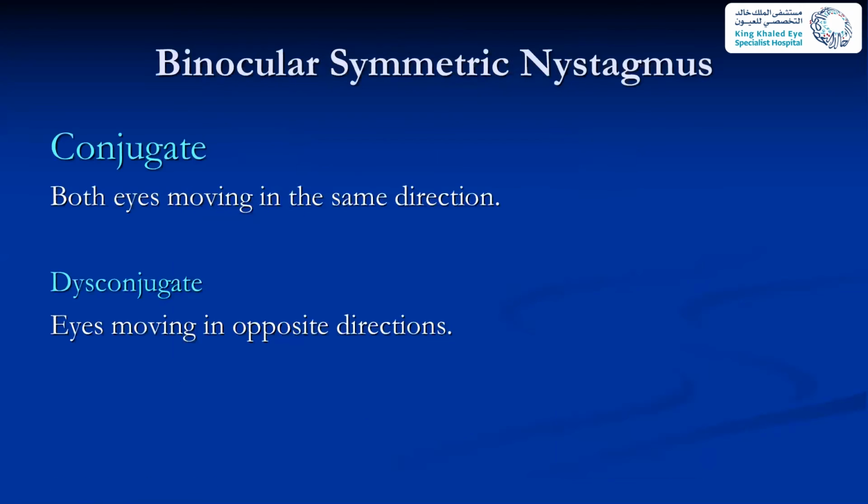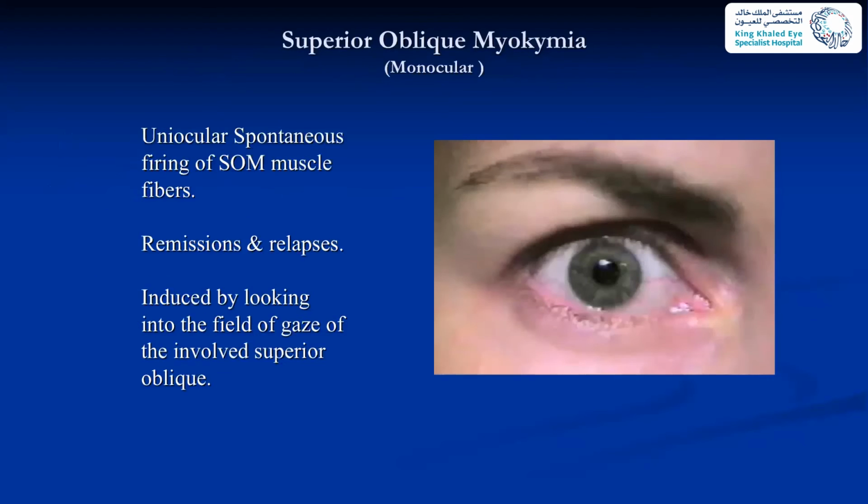Let us see some samples now of binocular symmetrical nystagmus. Conjugated nystagmus, as we said, is when both eyes move in the same direction, while disconjugated nystagmus is when the eyes move in opposite directions. Let us give an example.